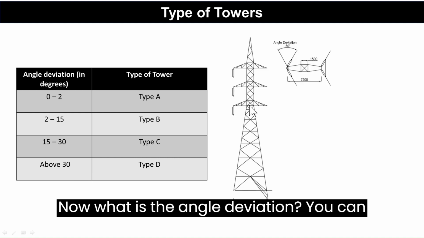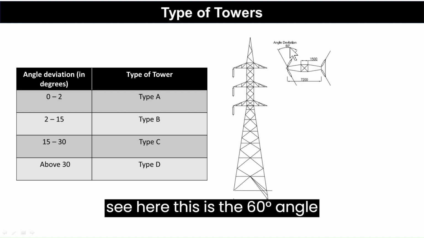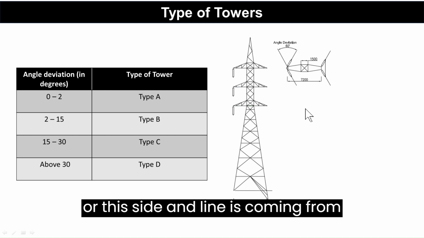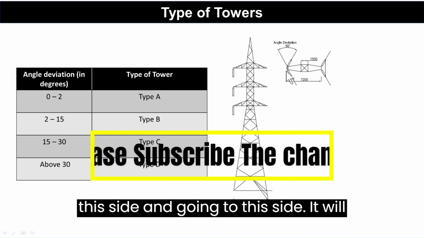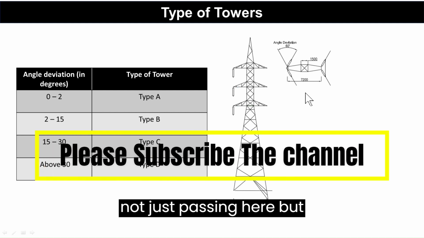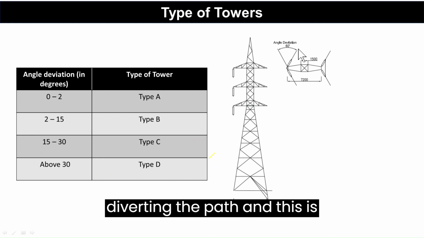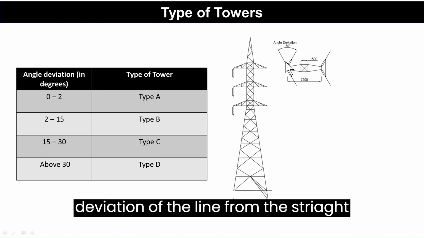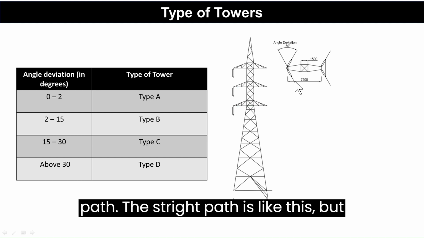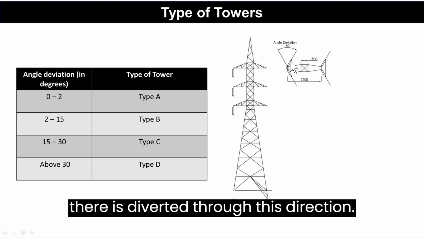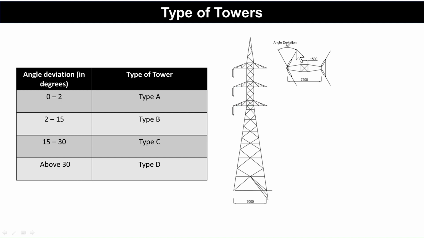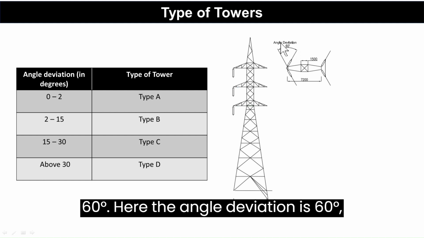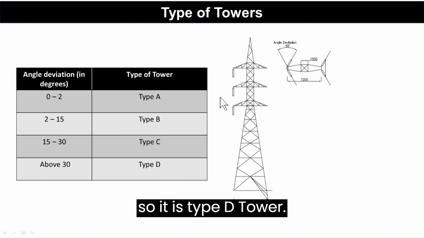Now, what is the angle of deviation? You can see here, this is a 60 degree angle of deviation. The line is coming from this side and going to this side. It is not just passing here, but diverting the path. This is called the angle of deviation. That is the deviation of the line from the straight path. The straight path is like this, but it is deviating in this direction. Here the angle of deviation is 60 degrees. So it is a type D tower.